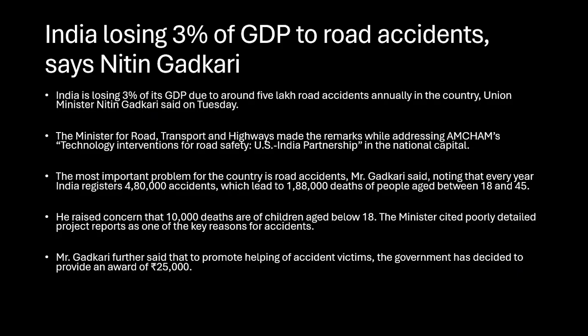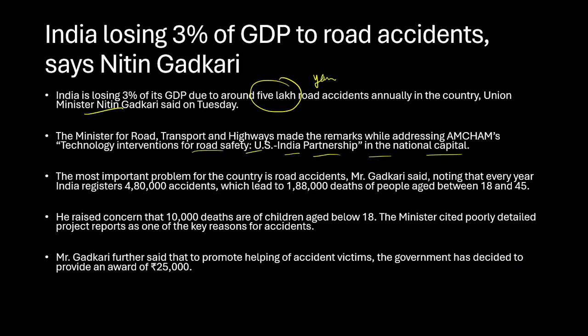India is losing 3% of the GDP due to around 5 lakh road accidents annually. Please understand, that means every year there are 5 lakh road accidents in the country. And this is what Nitin Gadkari, the Union Minister of Road Transport and Highways, made as remarkable remarks while addressing the technology interventions of road safety, US-India partnership in the national capital.